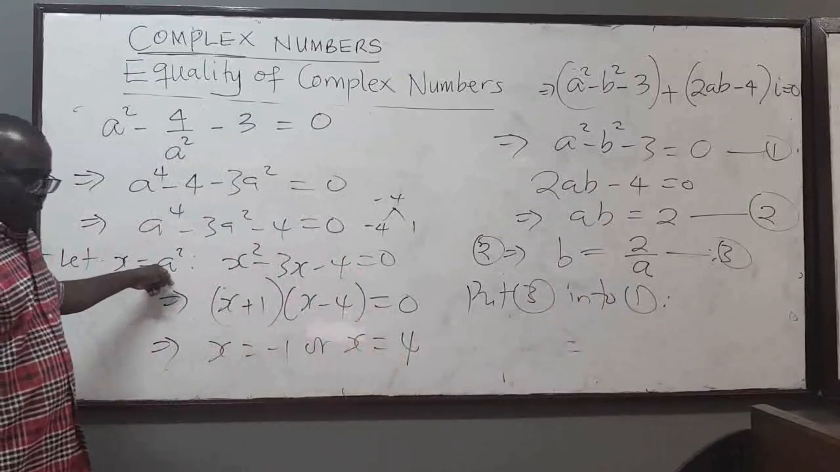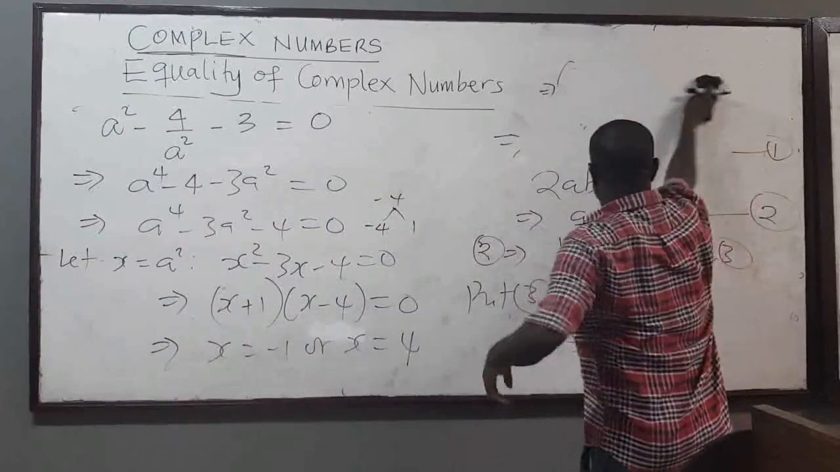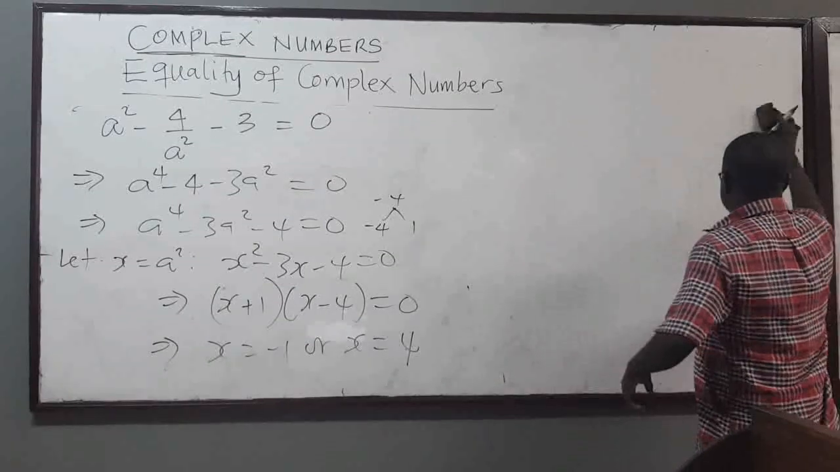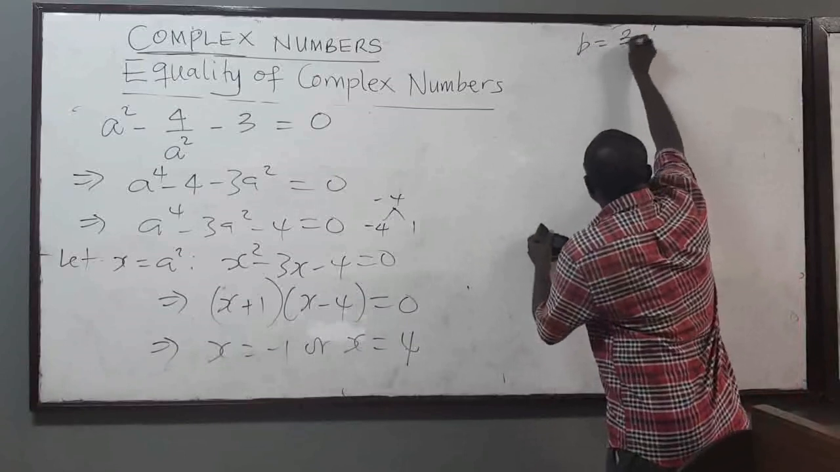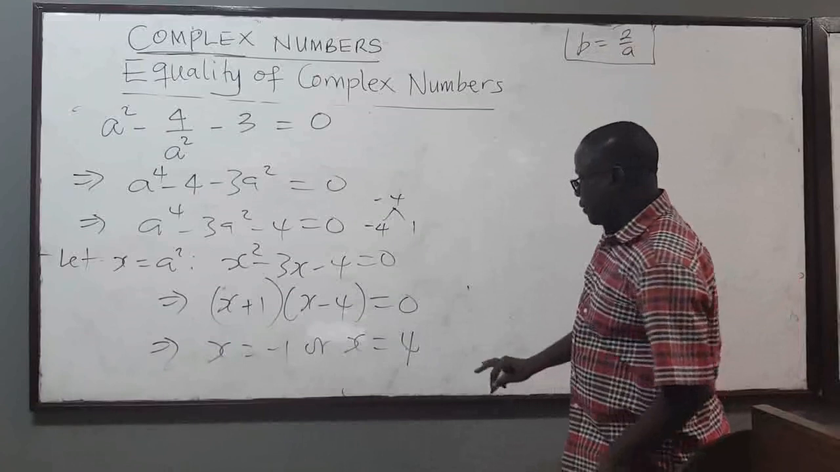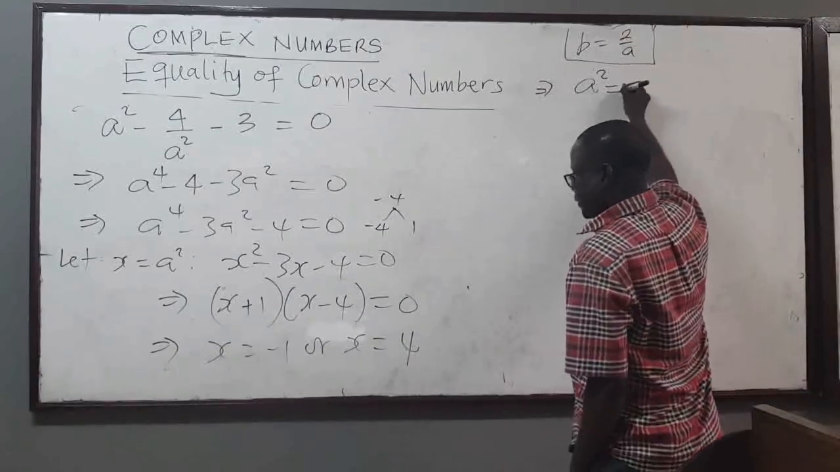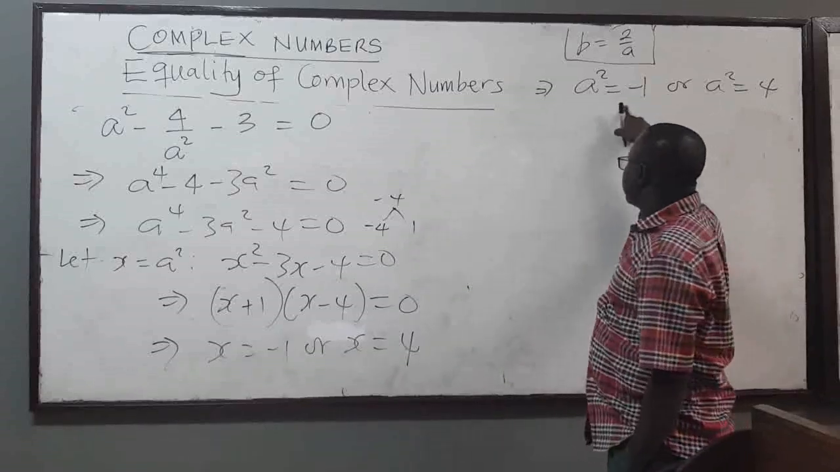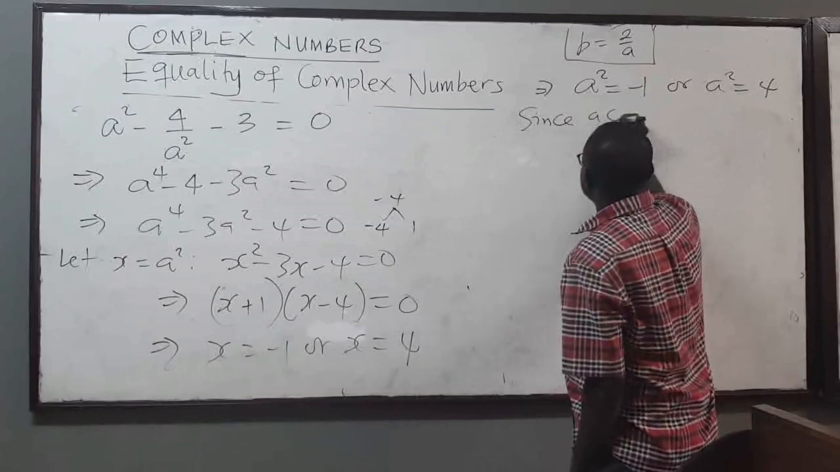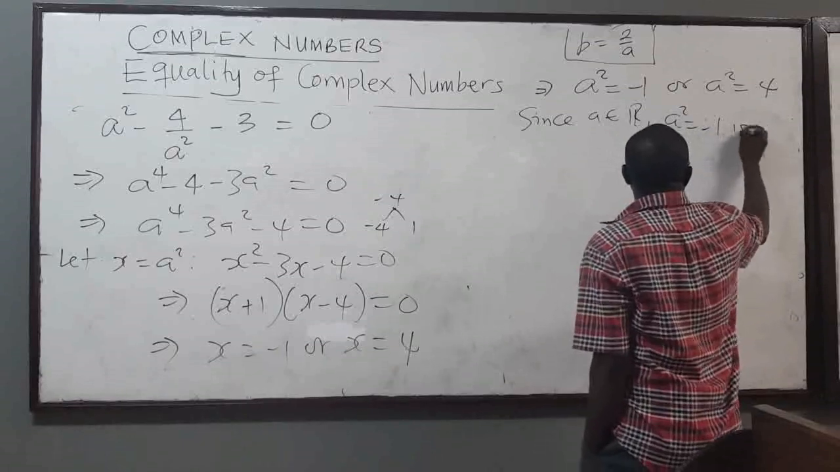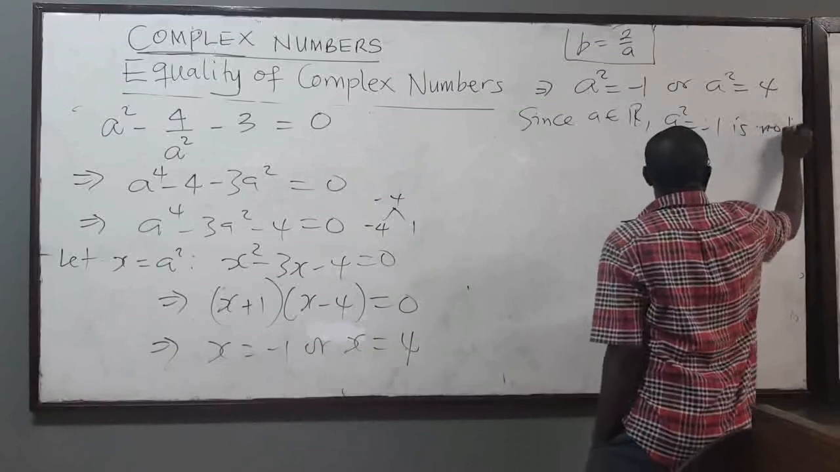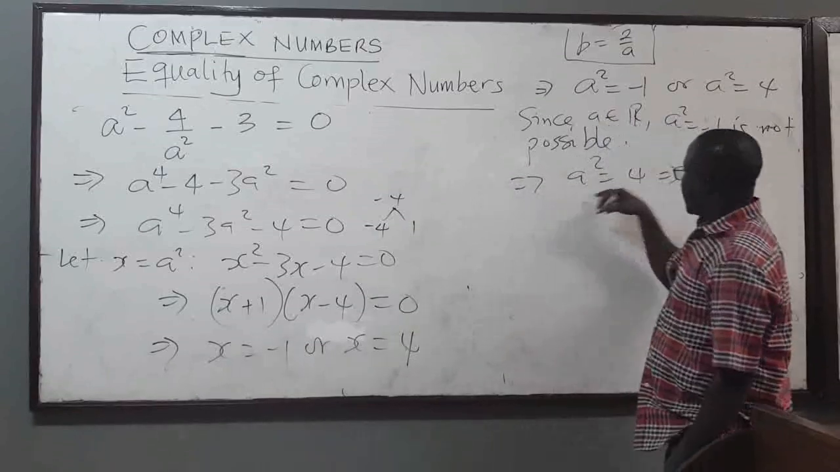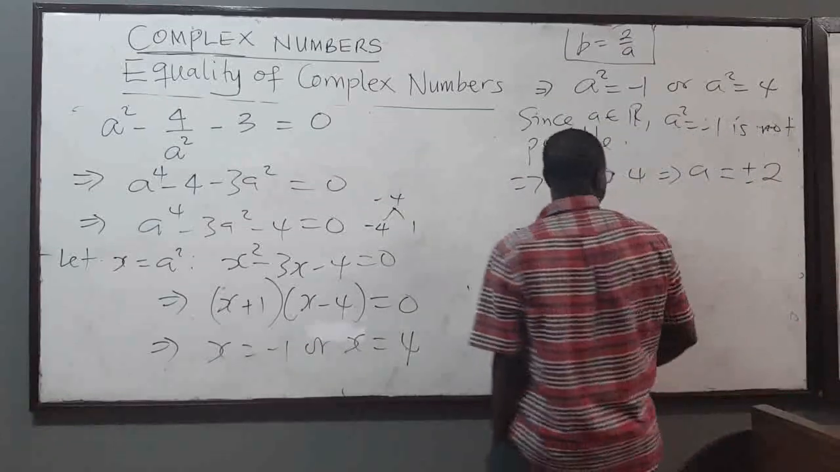Now you can go back and say that, don't forget equation 3, b we said is 2 over a. We'll come back to that, b is 2 over a. So from here, a squared is negative 1 or a squared is equal to 4. But a has to be real, so this is not possible. Since a is real, a squared equal to negative 1 is impossible, which implies a squared has to be 4, which implies a is plus or minus 2. So we have a.